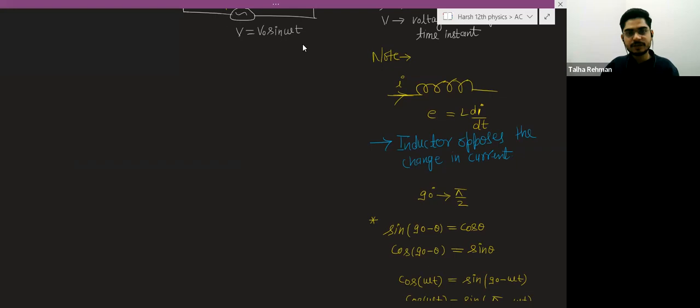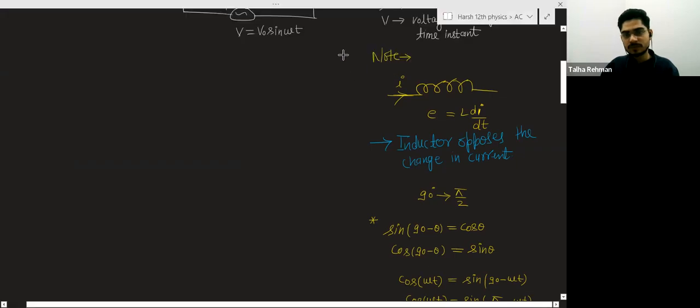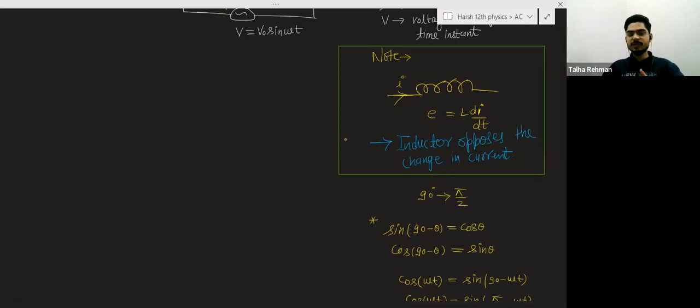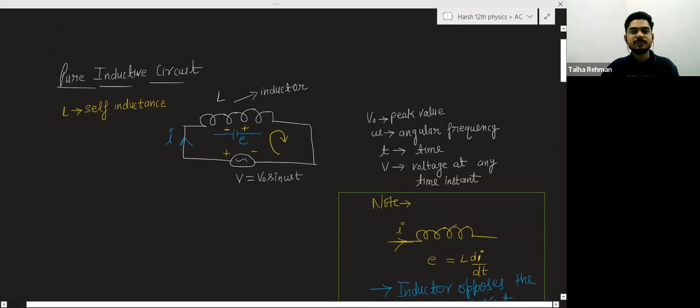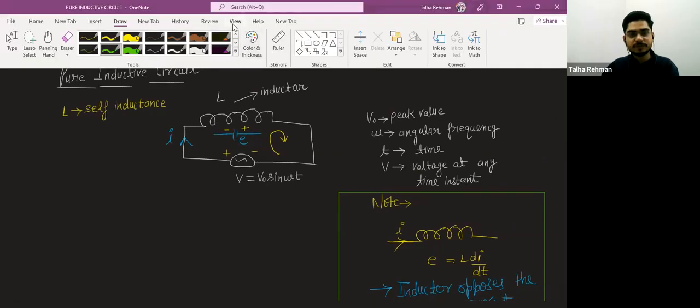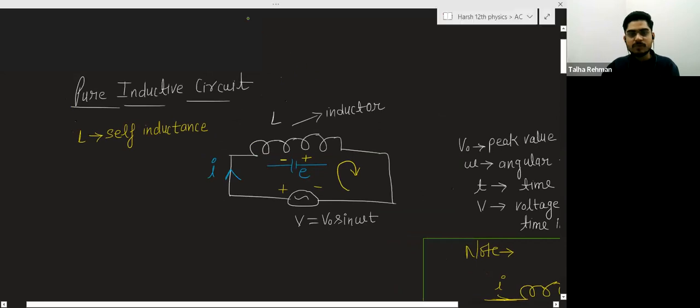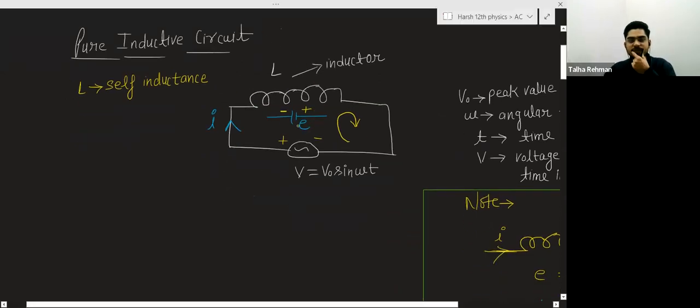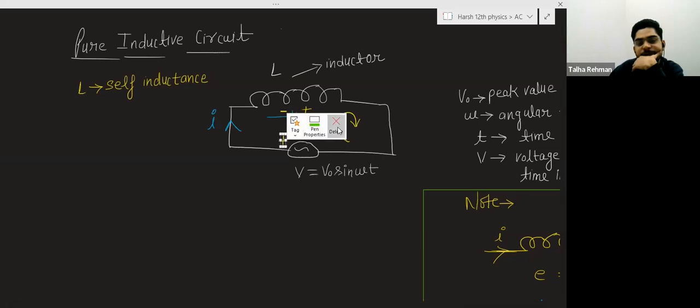So I am highlighting it. Okay, so this is one of the things. After that, see this circuit. Basically, this is the circuit, and in this circuit, L is the self-inductance. This is the inductor, and this inductor is connected with an alternating voltage source.